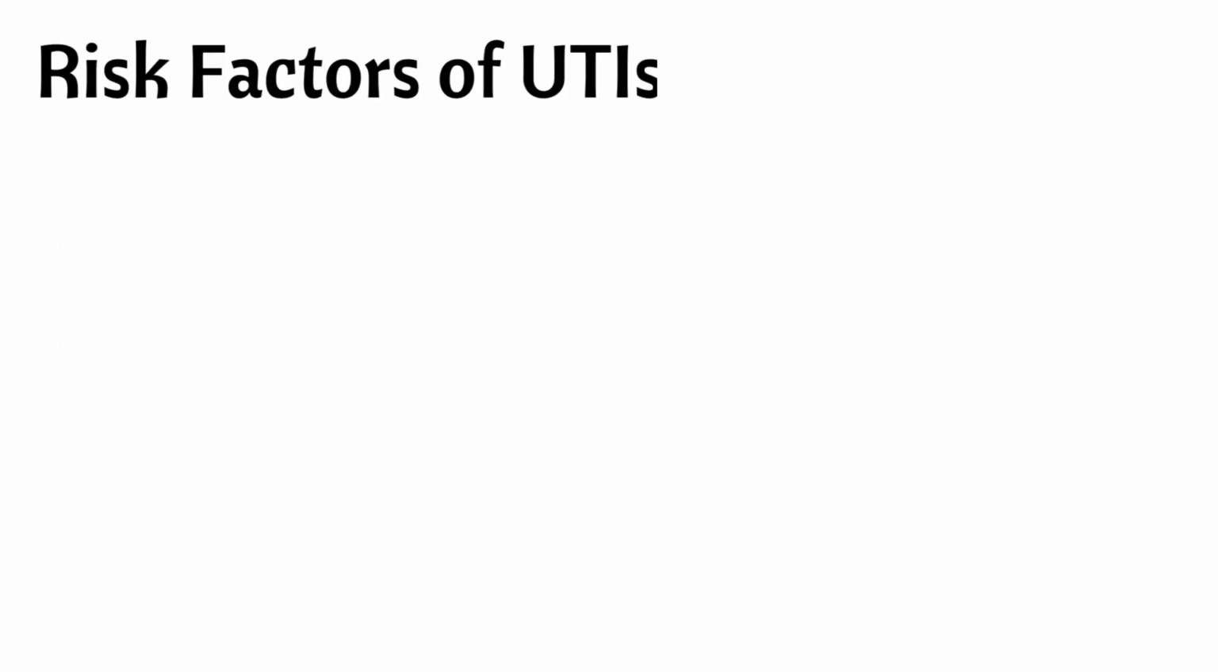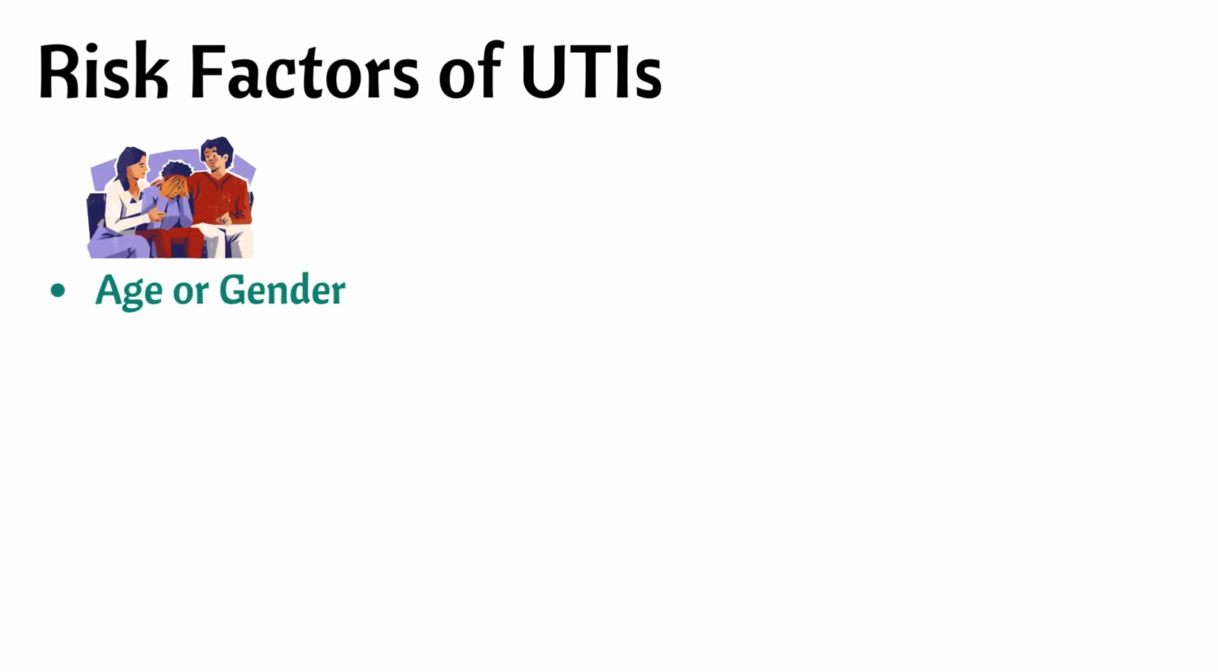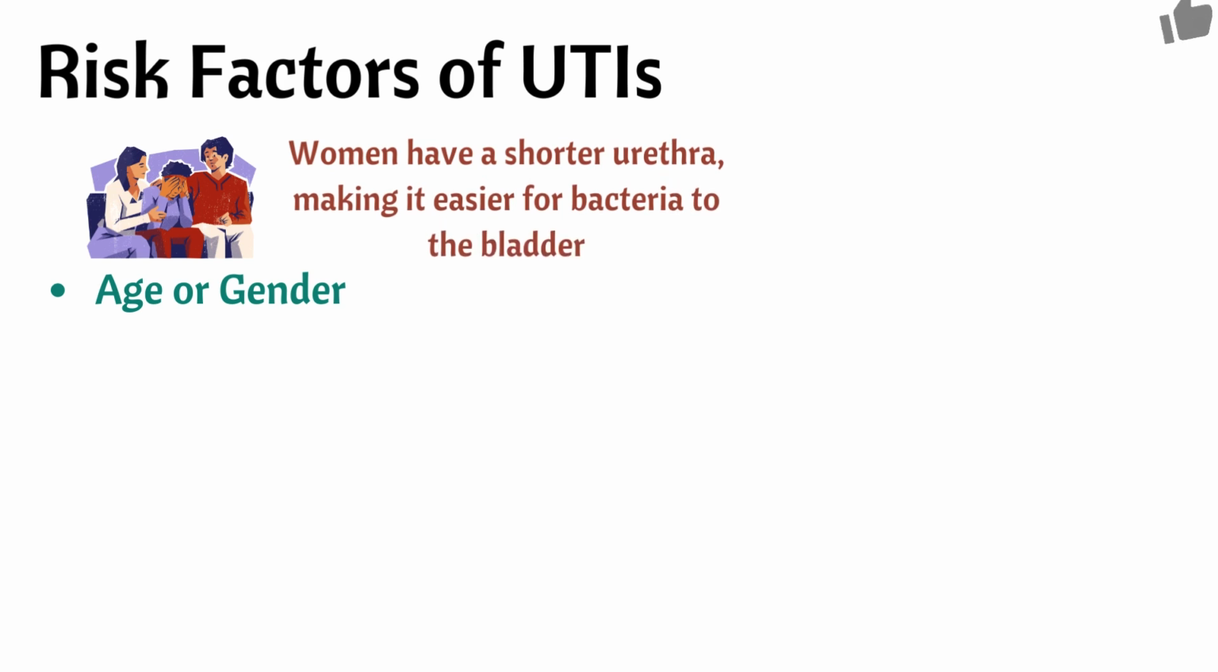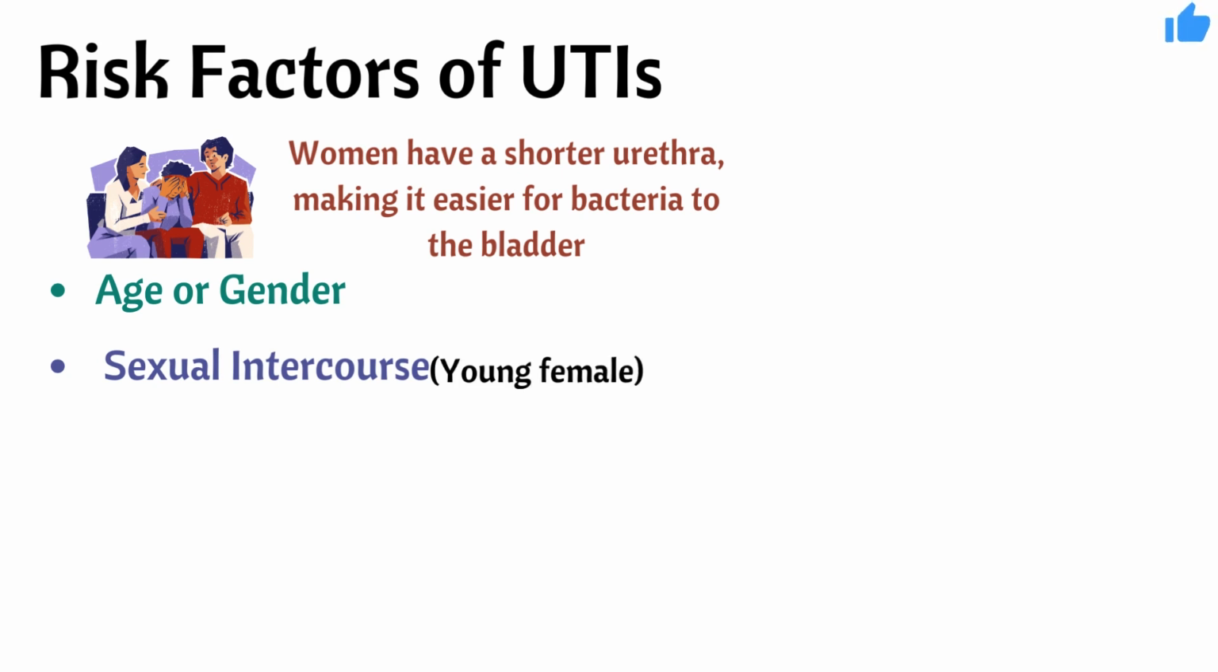Important risk factors of UTIs. People of any age or gender can get UTIs, but about 4 times as many women get UTIs as men, because women have a shorter urethra, making it easier for bacteria to reach the bladder. Sexual intercourse can introduce bacteria into the urinary tract, especially in young females.